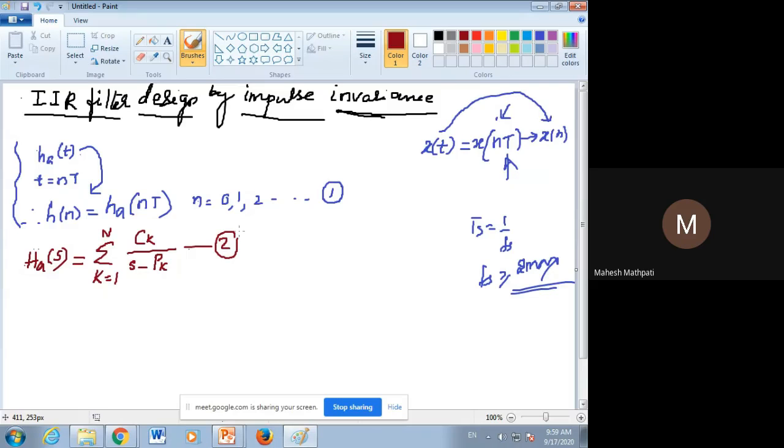Okay. So this is how we write the transfer function or the system function for the analog system. Just write: where Pk are the poles of the analog filter and Ck are the coefficients of the partial fraction expansion. Okay. Next.